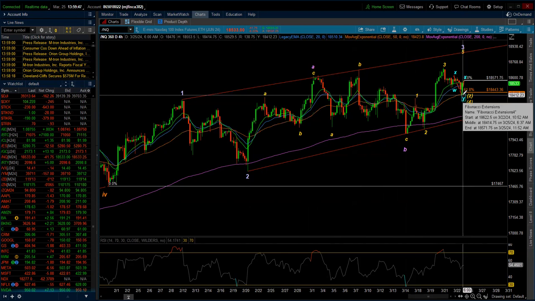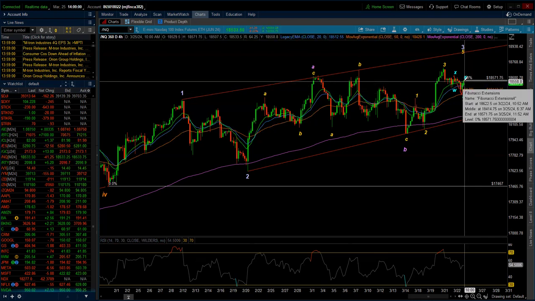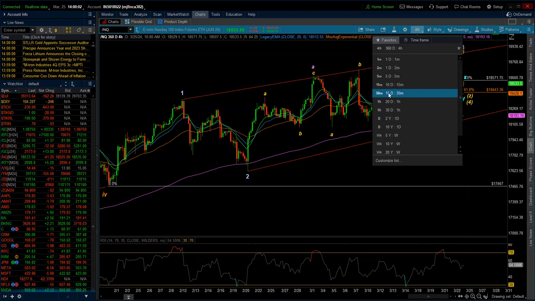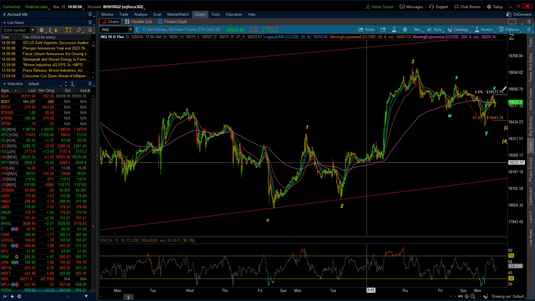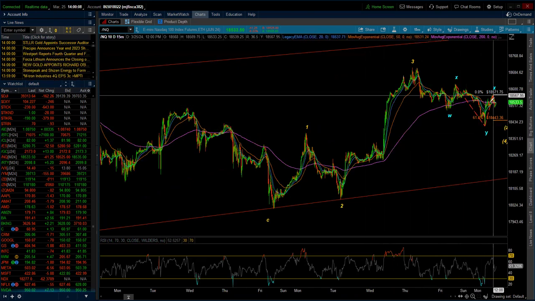But in any case, 1, 2, 3, we start to come down in 4. It starts to get a little bit sketchy. We got all the way down to 18,414, almost 15, and then it started to pick itself up. Let me go back down now. Let's go to the 15-minute. Let's look at the inside. So we came down, and then we rallied back up.